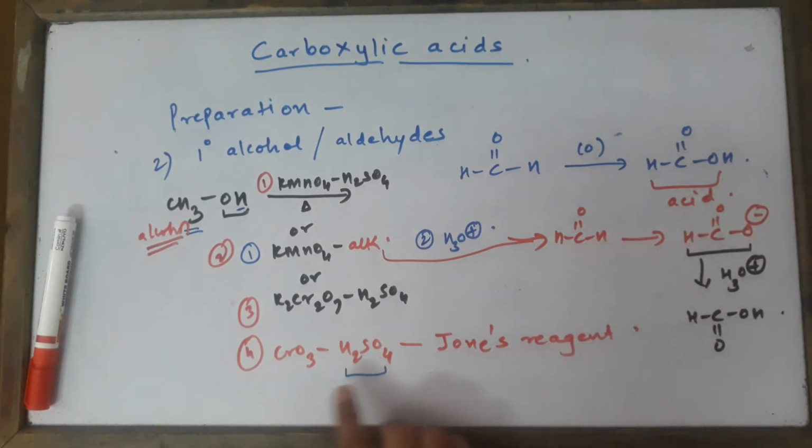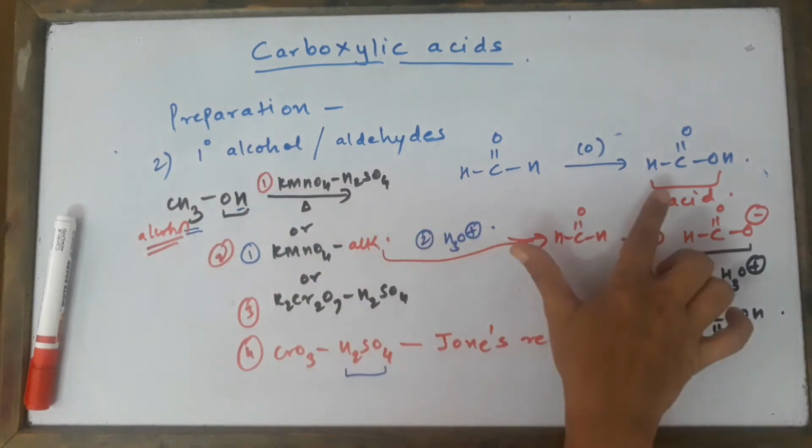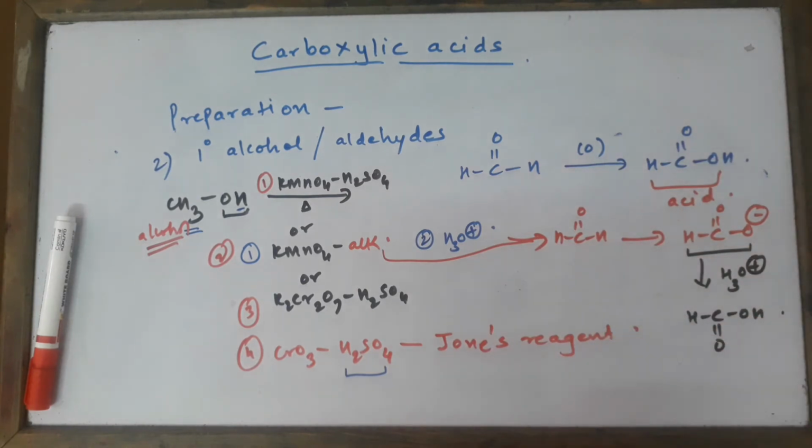What is Jones reagent? This is Jones reagent, CrO3 plus H2SO4. So this was the method. I'm sure you have understood. From alcohols you can get acids, from aldehydes you can get acids. That was the second method.